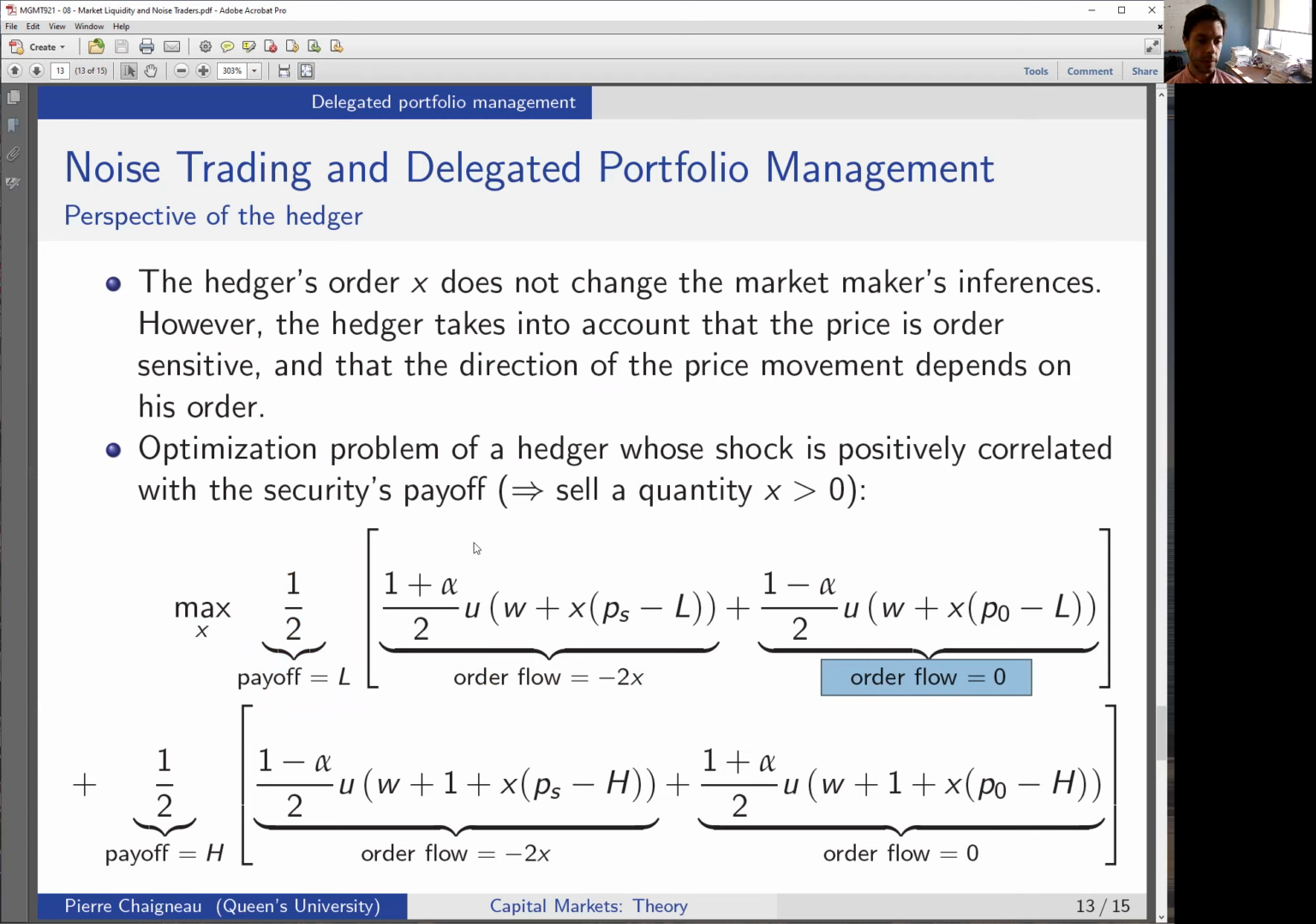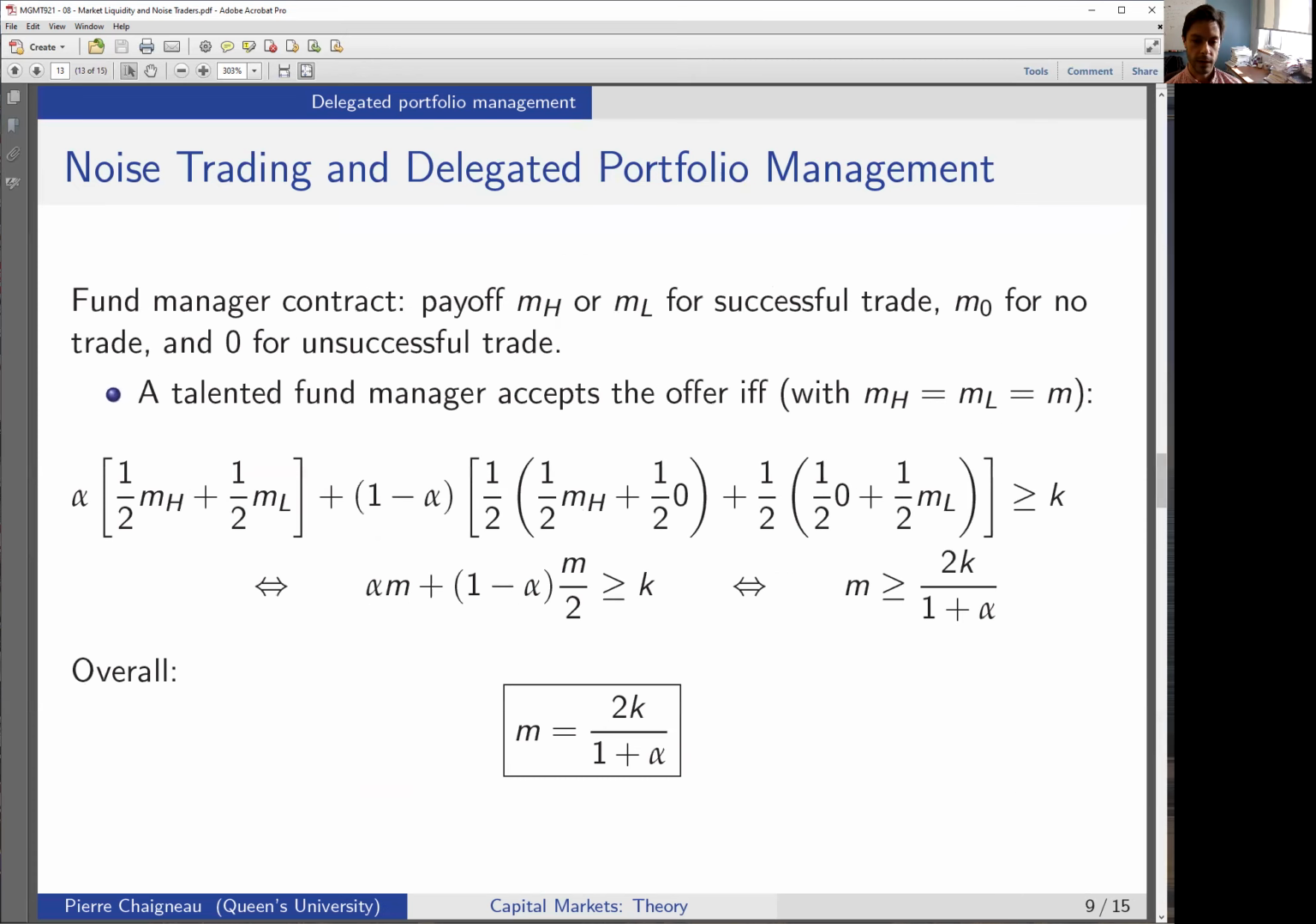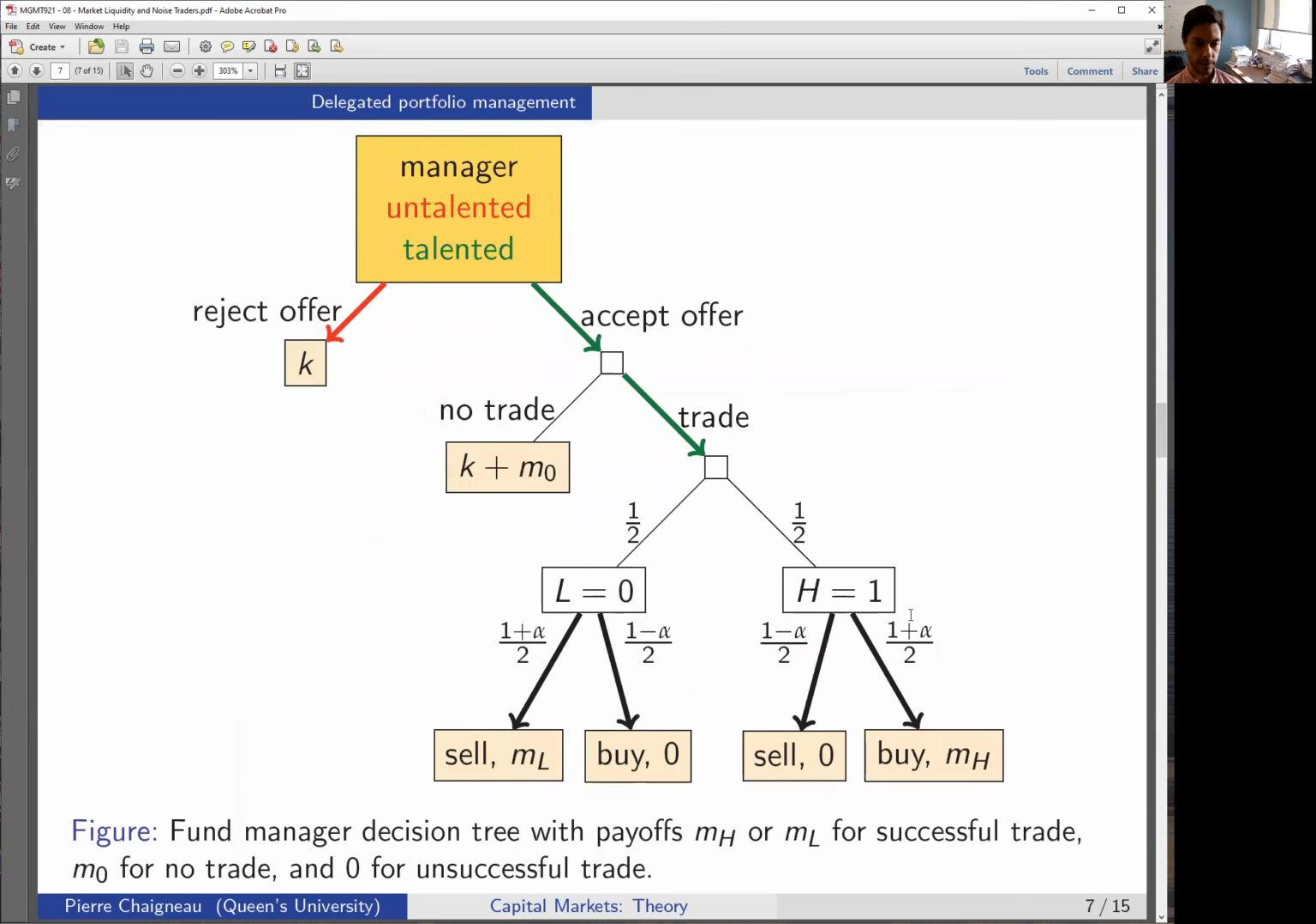Now, with which probability is the fund manager selling as well when the payoff is equal to L? Well, it's going to sell with this probability, and the fund manager is going to buy with that probability. Where do I get this? I get this from here. When the payoff is L, the fund manager is going to sell with this probability and is going to buy with that probability.